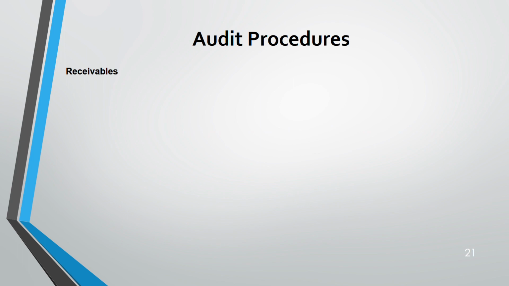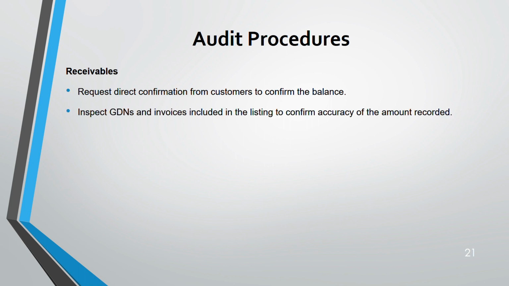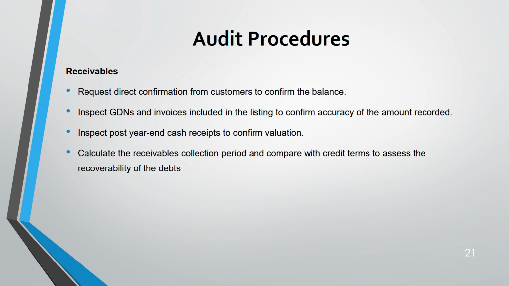Receivable. For receivable, directly ask your customer: direct confirmation from customer. Then confirm the goods dispatched notes and invoices to make sure of accuracy. Then year-end cash receipts: inspect the year-end cash receipts to confirm the valuation.